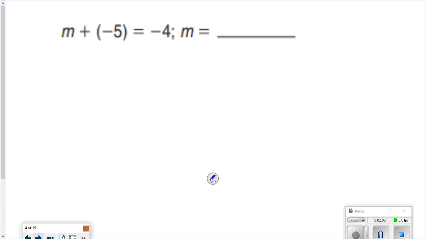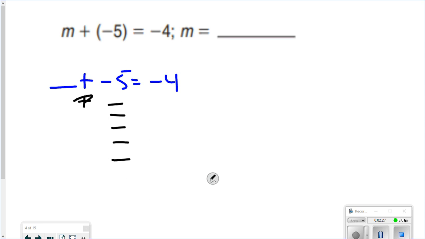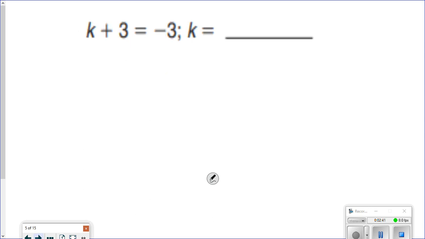Let's keep going here. M plus negative 5 equals negative 4. Let's see how I would solve this problem. Blank plus a negative 5 equals a negative 4. So once again, if I have 5 negatives, what would I have to add to this to get to just negative 4? Well, I'd have to have 1 positive. These would cross each other off, so I'm left with 4 negatives. So my answer is a positive 1. I'm taking a positive away from the negative 5, so I'm left with negative 4.